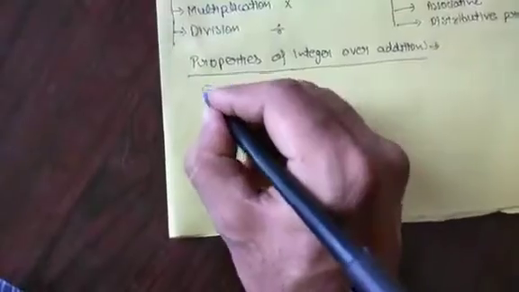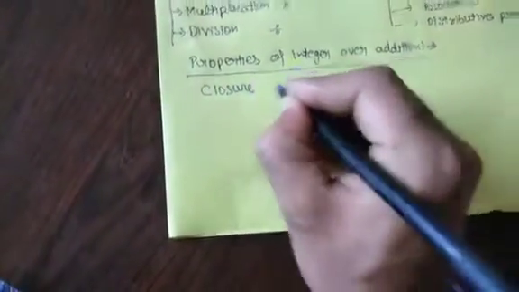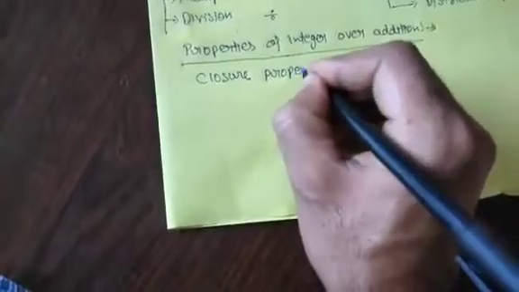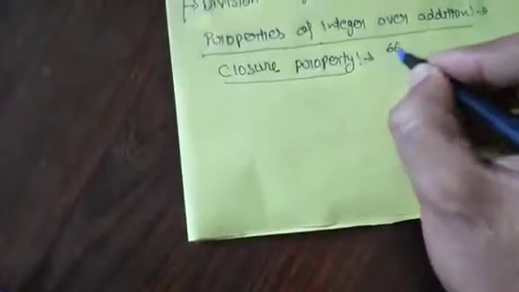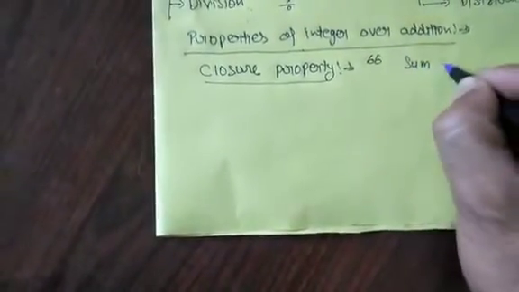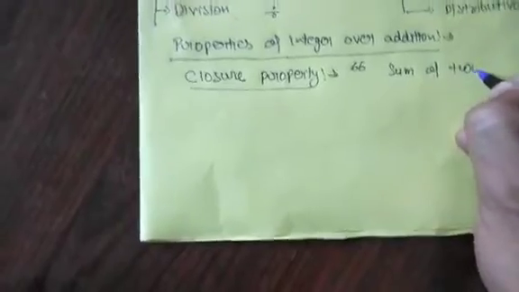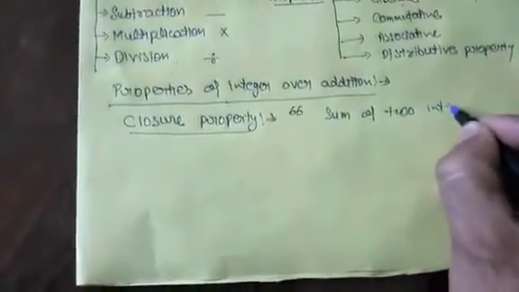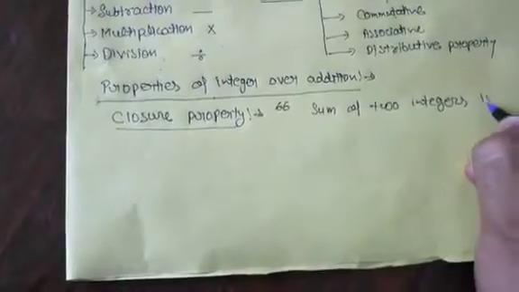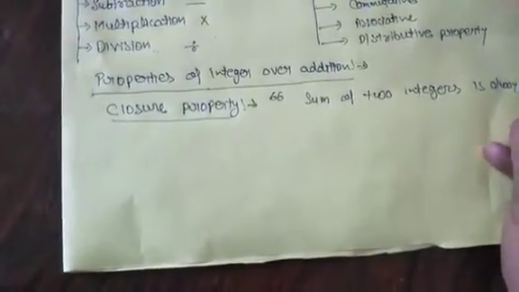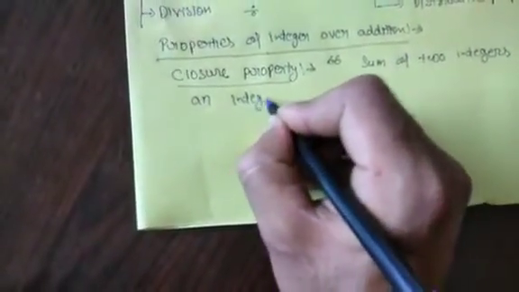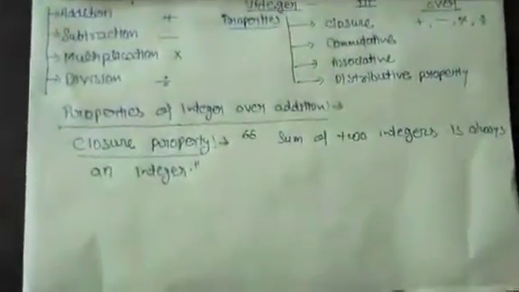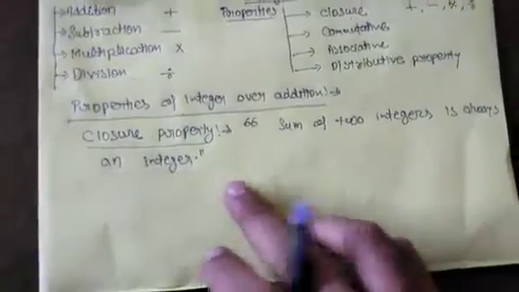So first, the number is coming closure property. What is closure property? Closure property says that sum of two integers is always an integer. This property says that if we will add two integers, then the result will always come an integer. That means sum of two integers will always be an integer.